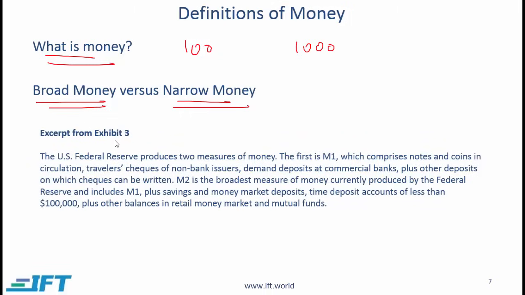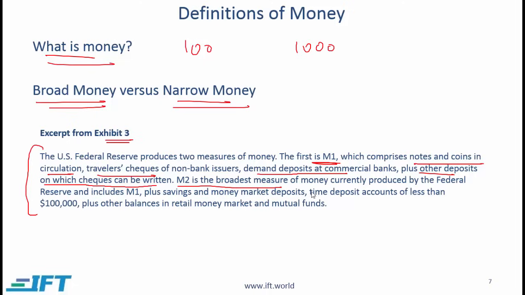If you look at Exhibit 3 in the curriculum, this gives the definition of money for several large economies. I have picked the definition for the United States, where narrow money is generally defined as M1. This comprises notes and coins in circulation, traveler's checks, demand deposits, and other deposits on which checks can be written. Simplistically, you can think of this as coins, notes, traveler's checks, and liquid deposits.